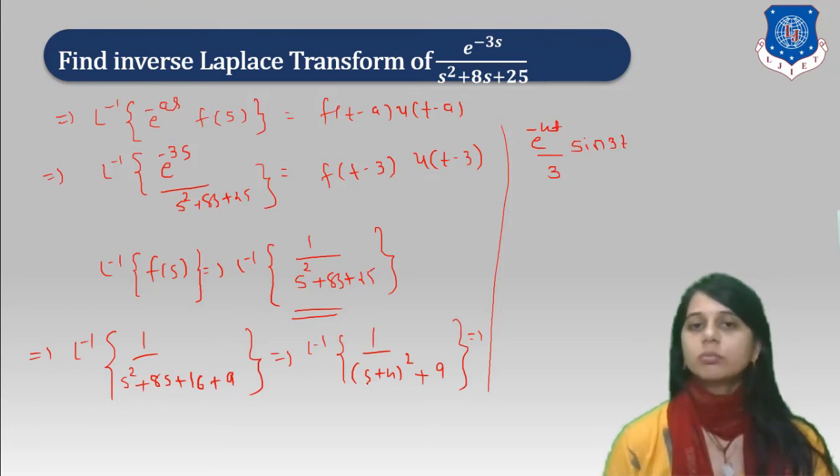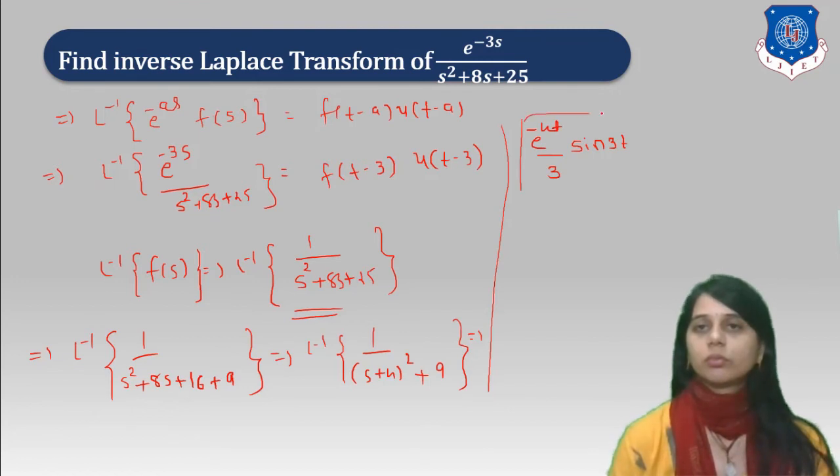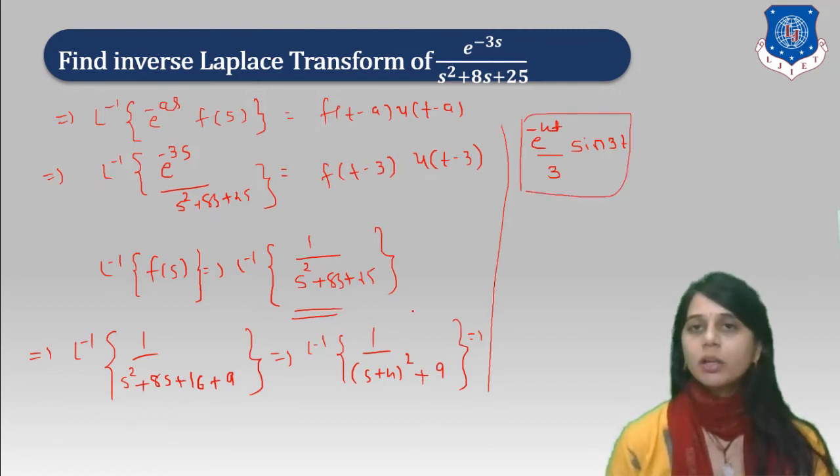By the inverse first shift theorem, due to s plus 4, we take e raised to minus 4t, and 1 upon s square plus 9. As a formula, we take 1 upon 3 sin 3t. Now, this is your actual f of t. So we replace in this form. The answer is e raised to minus 4 (t minus 3) upon 3 sin 3 (t minus 3) into u of t minus 3.